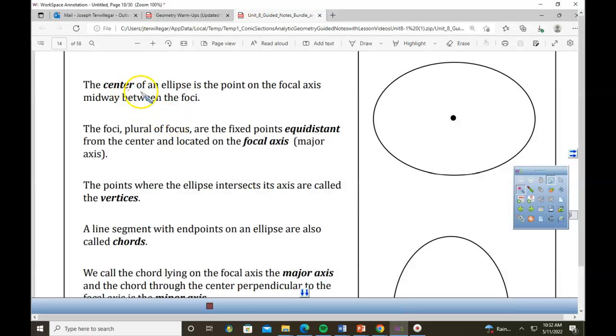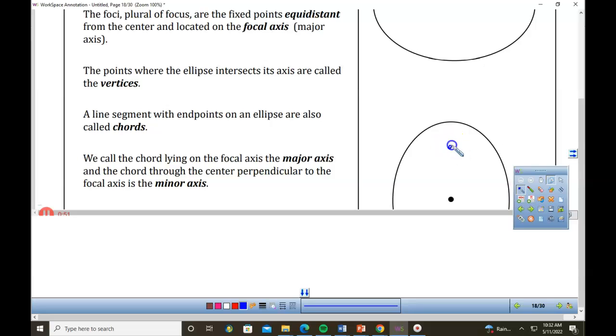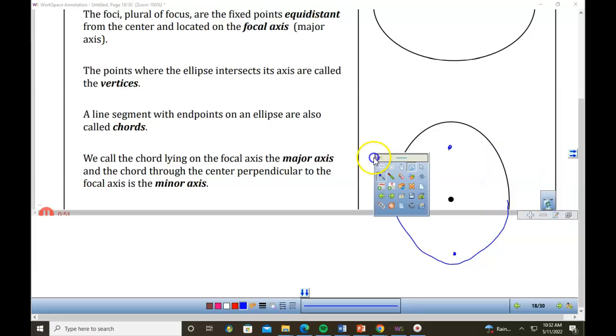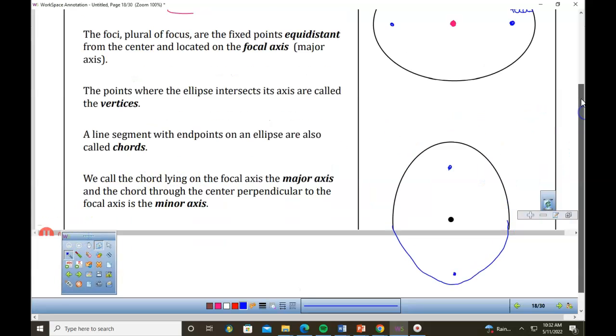All right. The center is the center. So this is my center. We all agree on that? Now the foci are two points that are equidistant away from the center on the major axis. It's like I could say here and here might be my foci. Now be careful, because down here they're going to be up and down, because that's my major axis. My major axis is the part that's the widest.